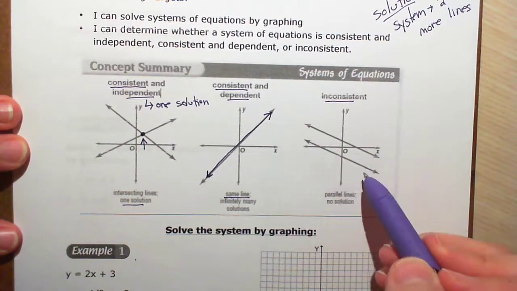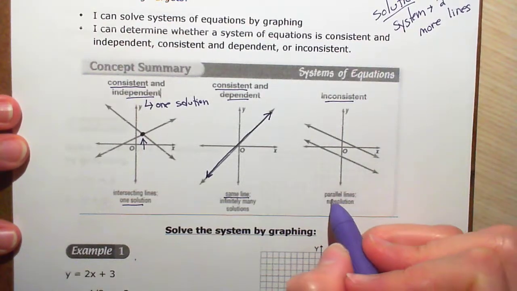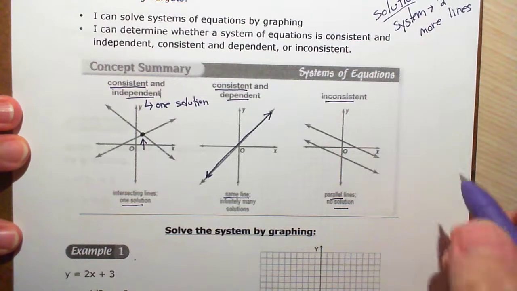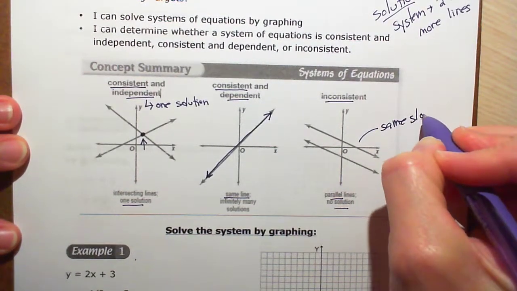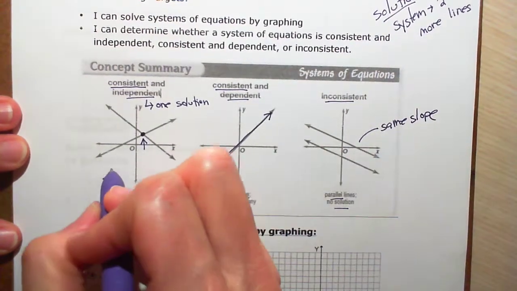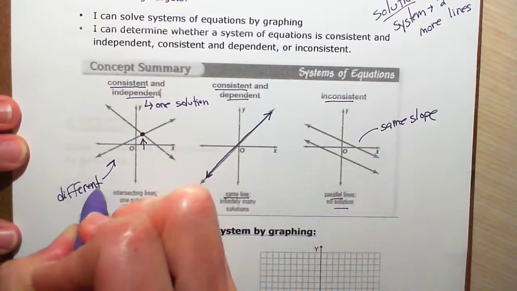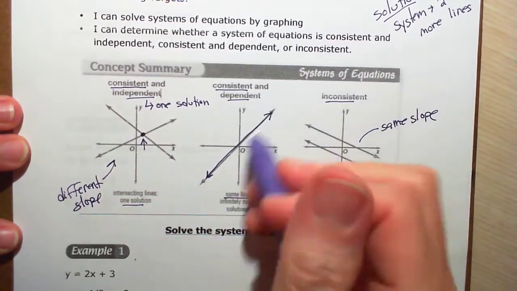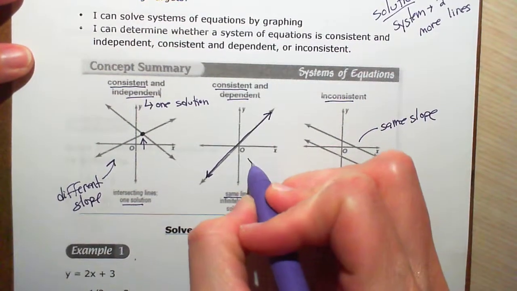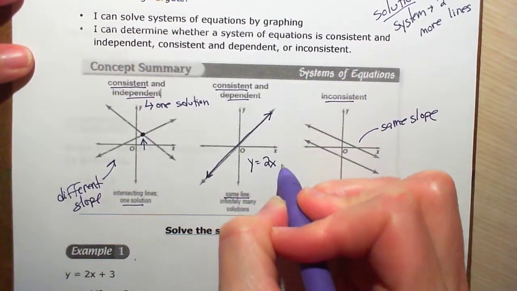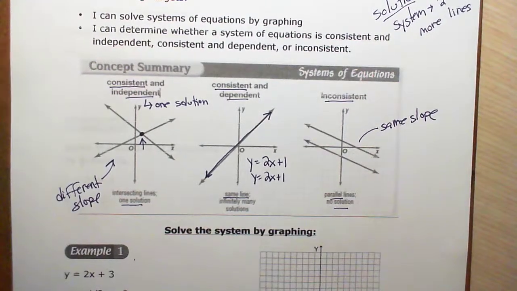Inconsistent are two people who really don't know each other. They don't intersect, the lines are parallel, and there are no solutions. Remind yourself that parallel lines have the same slope. These two lines will have a different slope. These will be the exact same lines, so the equations will be identical. They'll both have the same equation.